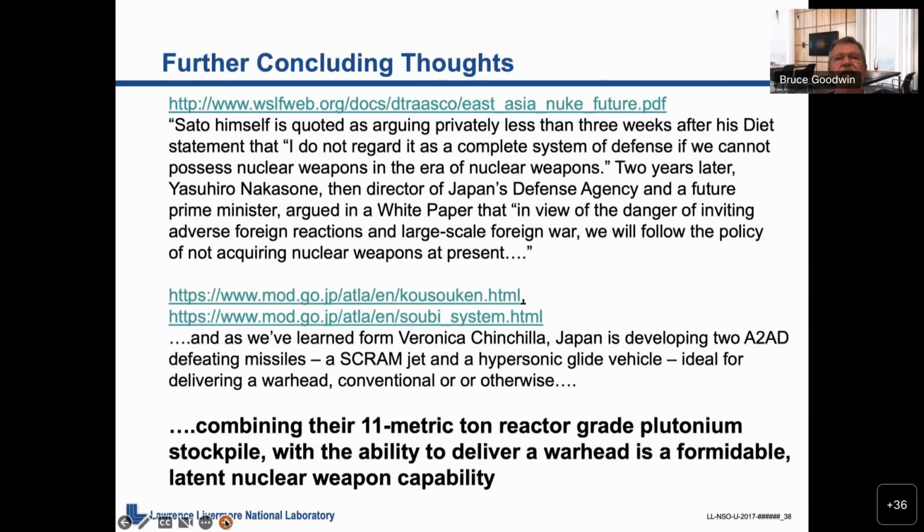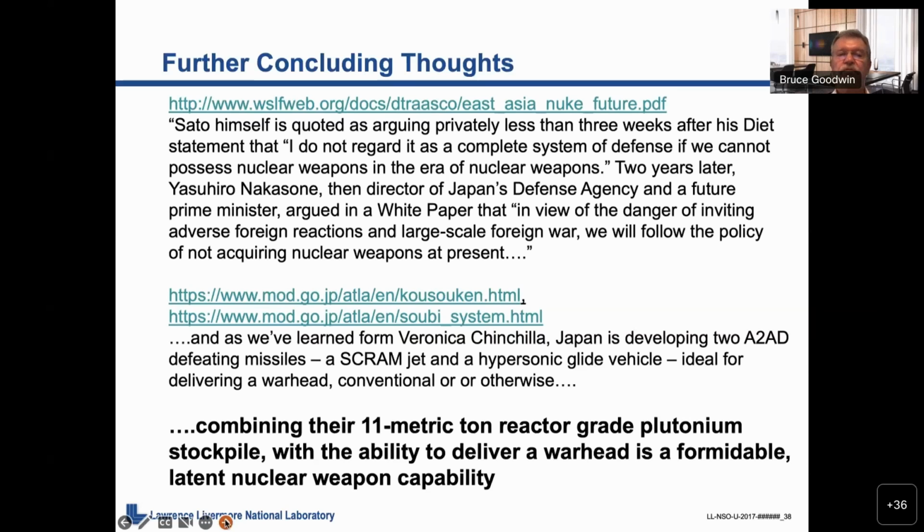And let me conclude here with some random thoughts. Prime Minister Sato of Japan is quoted as having argued privately, 3 weeks after a Diet statement, that he does not regard it as a complete system of defense if we cannot possess nuclear weapons in the era of nuclear weapons. 2 years later, Nakasone, then director of the Japan Defense Agency and a future prime minister, argued in a white paper that, in view of the danger of inviting adverse foreign reactions and large-scale foreign war, we will follow a policy of not acquiring nuclear weapons at present.